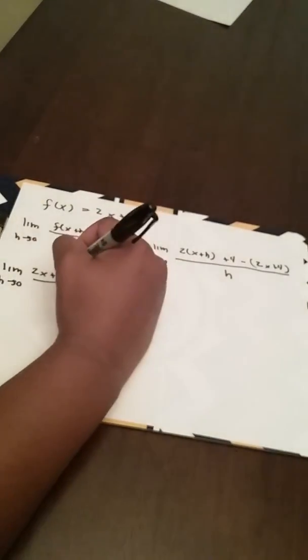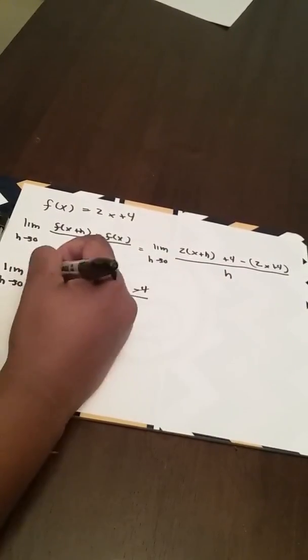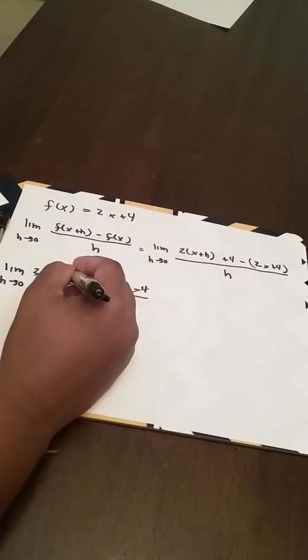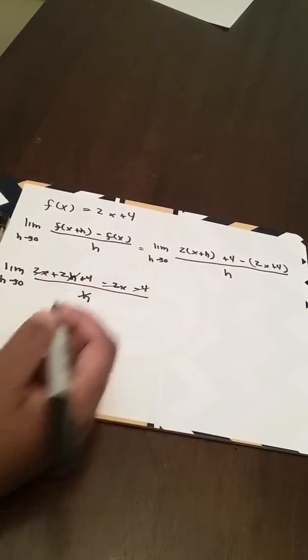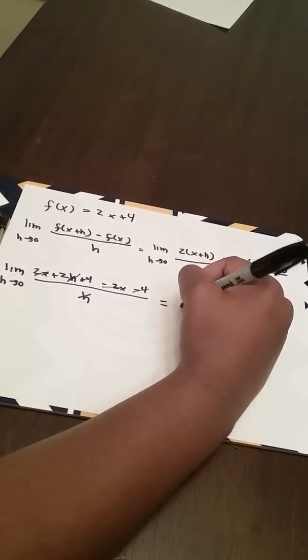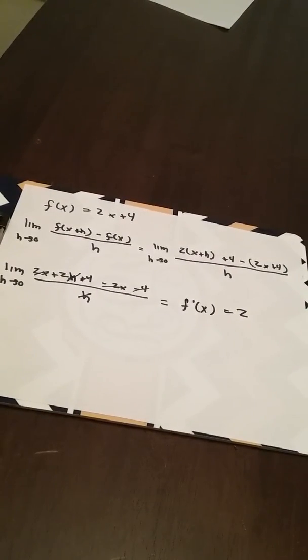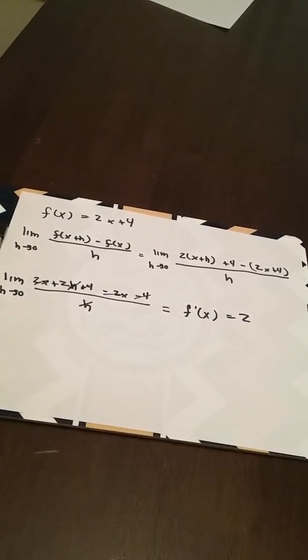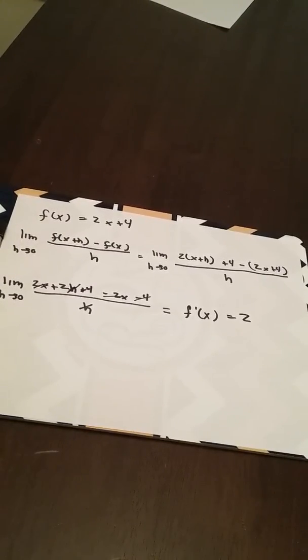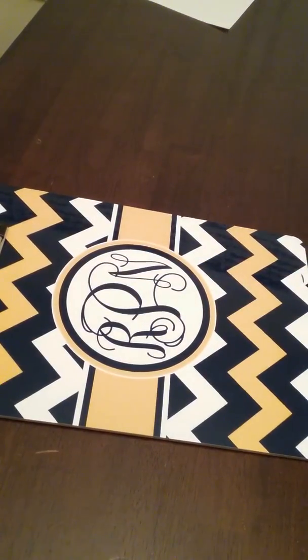Now we can start crossing things out. So negative 4 and 4 cancel out, negative 2x and 2x cancel out, and we have an h on the top and an h on the bottom. So we can cancel our h's out too. So that leaves us with f prime of x equaling 2. So that tells us that the rate of change at any given point on this function is 2, which makes sense because this is a linear function, which means the slope isn't changing. So the slope is constant. It's always 2. So let's try a different one this time.